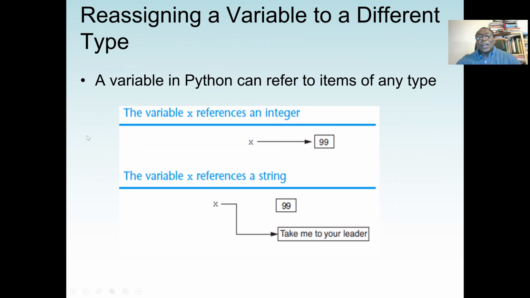So for example, I can have a variable named, let's say, X, and we assign an integer into it. Later we can change it to a float X.